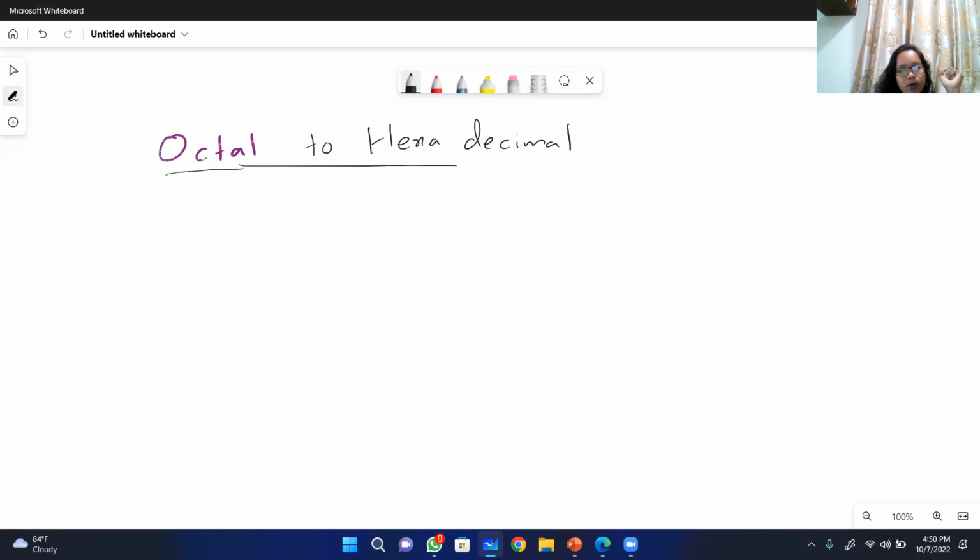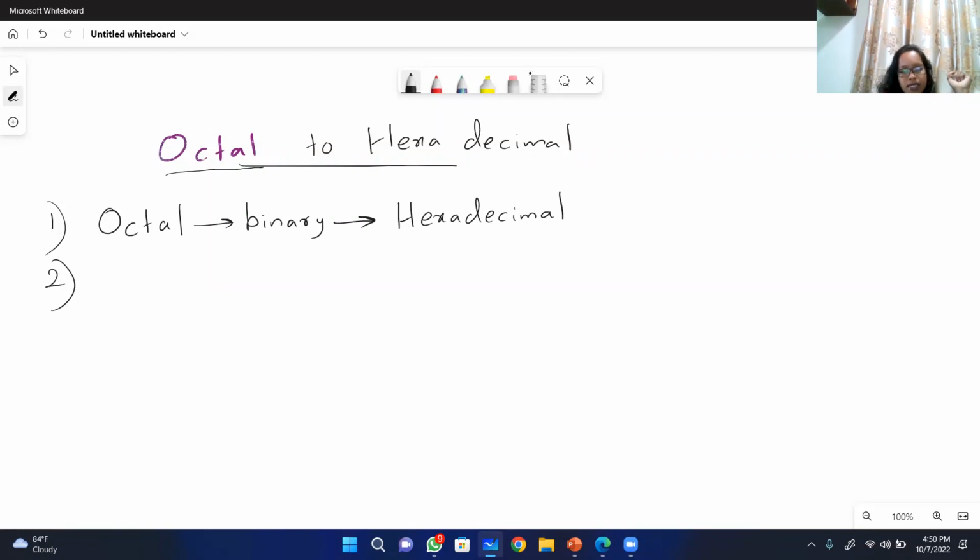So there are 2 methods. The first method is, first we can convert the given octal value into binary. Then that binary value we can convert into hexadecimal. The second method is, first we can convert the given octal number into decimal. Then that decimal value we can convert into hexadecimal. So any of the 2 methods you have to use.